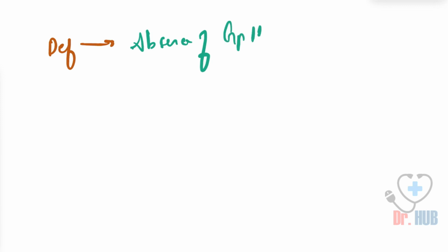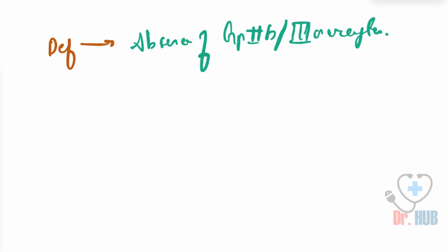The first question we asked was, what is the defect? In the case of Glanzmann thrombasthenia, the defect is the absence of the GP2B and 3A receptor.